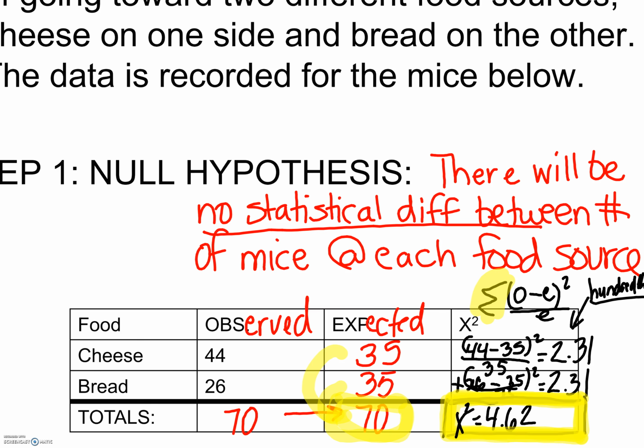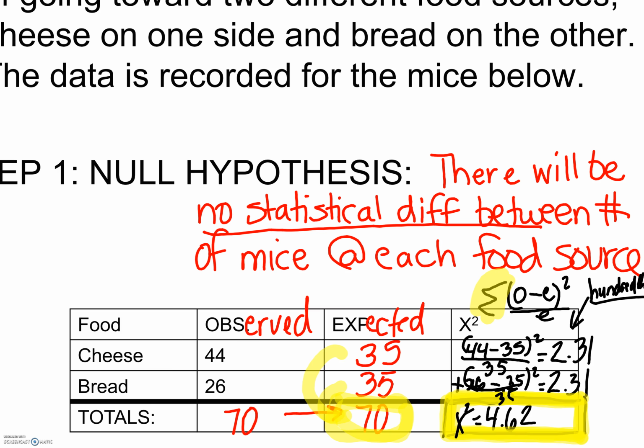Yes? For the bread, you did 81 divided by 26. For the bread, I did 26 minus 35. It was just observed minus expected squared over expected. Right. So the top part would end up being 81. Yes. I got 3.11 for that. I don't know what I did. Let's see. 26. Did you divide by 35? Make sure you divide it by expected and not by observed. Oh, I did it by observed. Yeah, a lot of times people make that mistake.